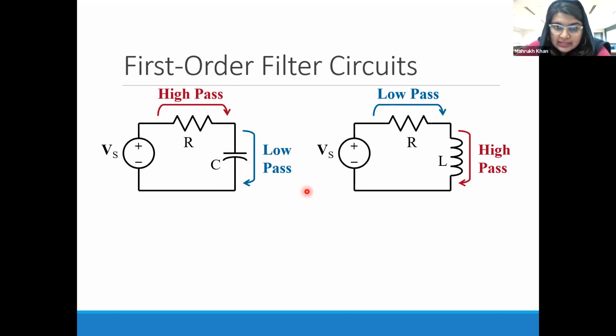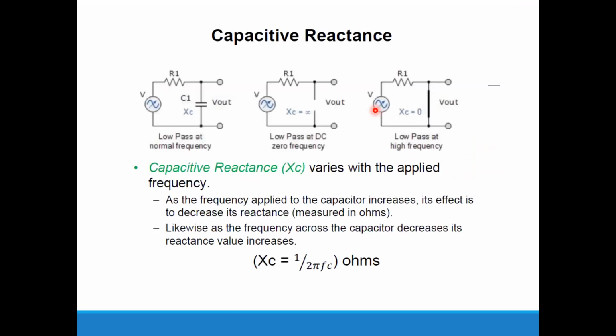Similarly for RL, it's opposite. If you are measuring voltage across the inductor, then it will be a high-pass filter. And if you are measuring voltage across the resistor, that will be a low-pass filter. So these are the circuits we will be focusing on today.